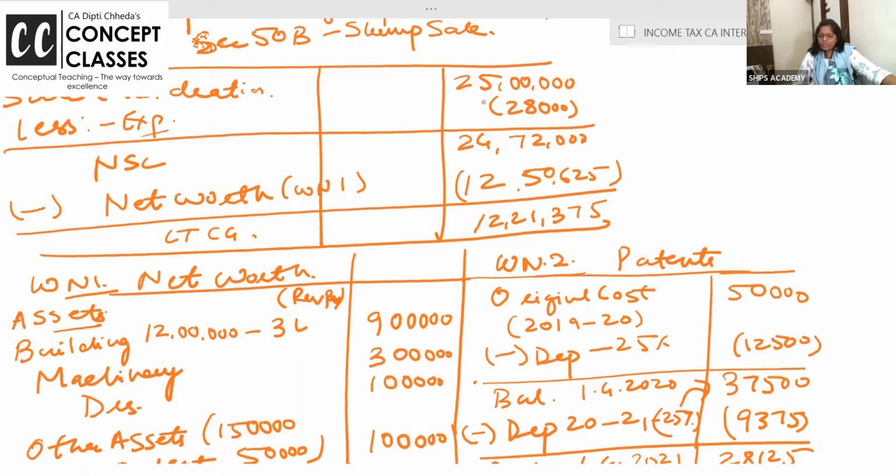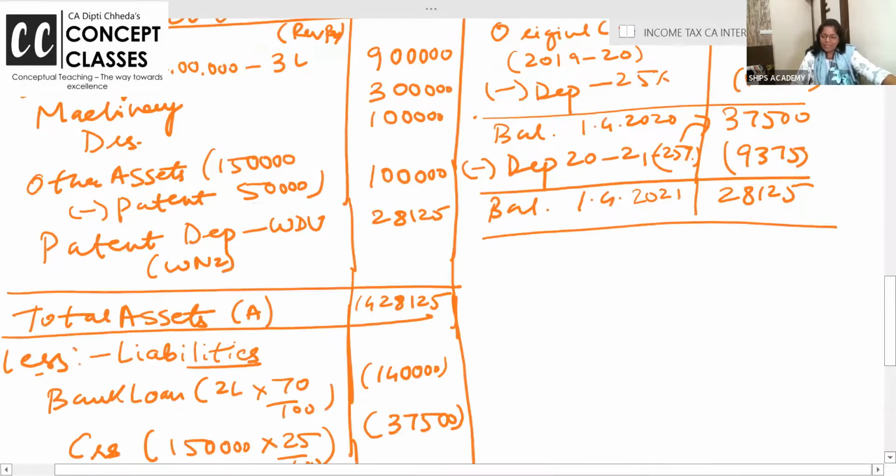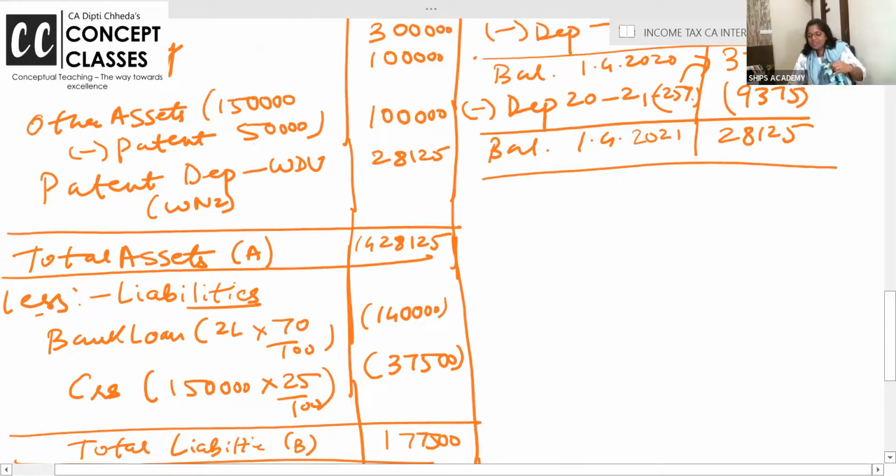Aur pucho kya doubt hai? Sale consideration minus expenses, net sale consideration, this is the net worth, and you get the long term capital gain. I have a doubt. If you don't have a doubt, I have a doubt. Did we take liabilities here? Yes. Check please, all of you. I'm asking you a question. I have a doubt. Mera doubt clear karo, please.